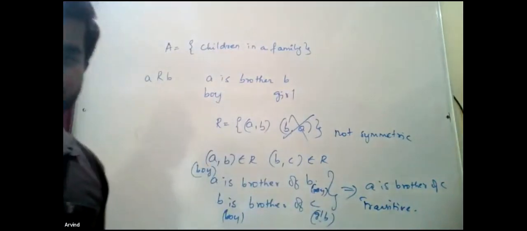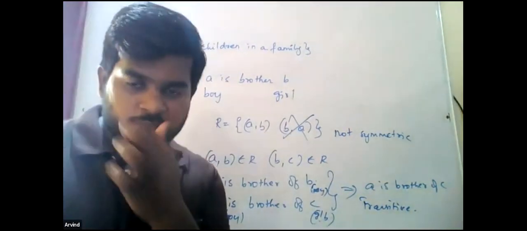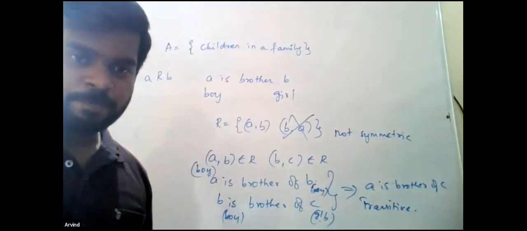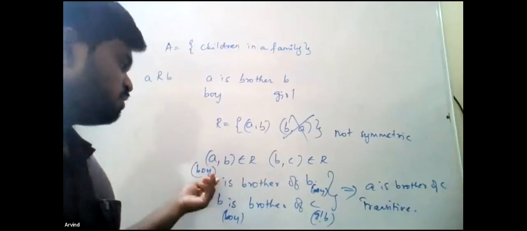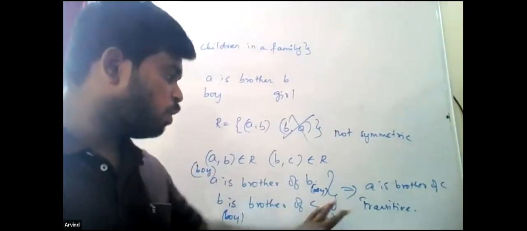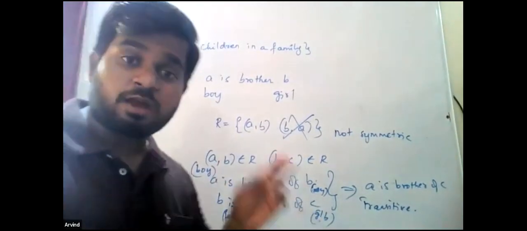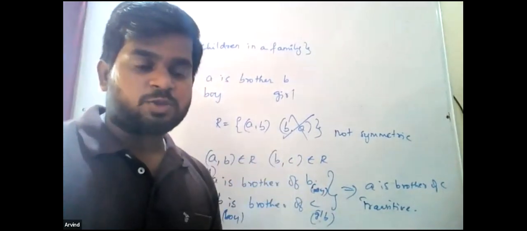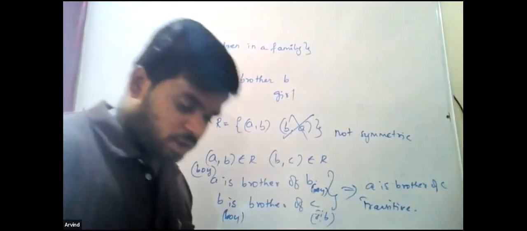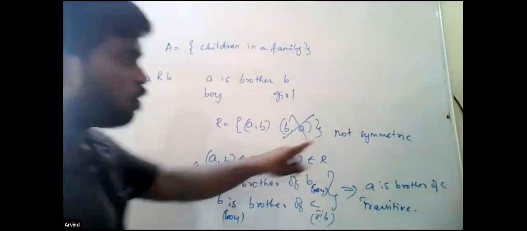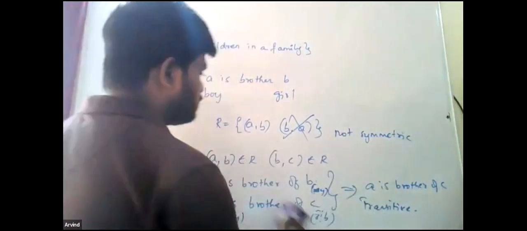I hope it's clear. Is this clear, students? Yes, A is brother of B, B is brother of C, and it is very obvious, A is brother of C, we can say. But conversely, can we say C is brother of A? No, you can't. There is no conclusion whether C is a girl or a boy. So remember that. It is not symmetric, but it is transitive.